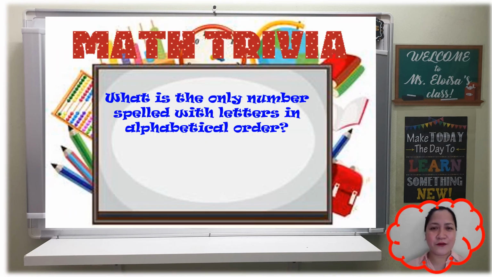Let us answer our trivia question. What is the only number spelled with letters in alphabetical order? Do you have any guess? That number is 40.